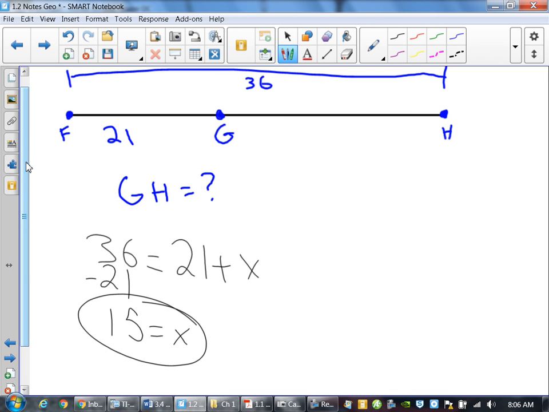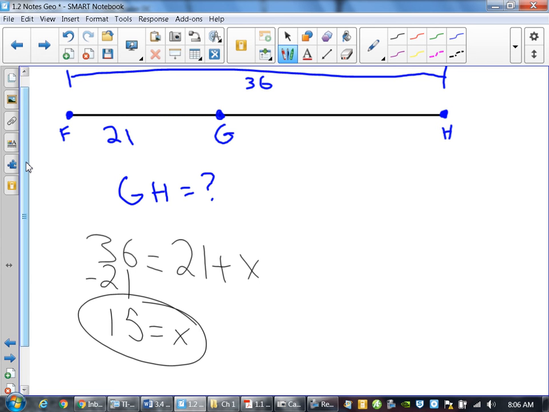What Mrs. Thrower is putting up there is shown in long form. I'm just going to plug in what I know. I know that FG is 21, I know that FH is 36, and then I realize that this is just a missing addend, an addition problem. That's it.